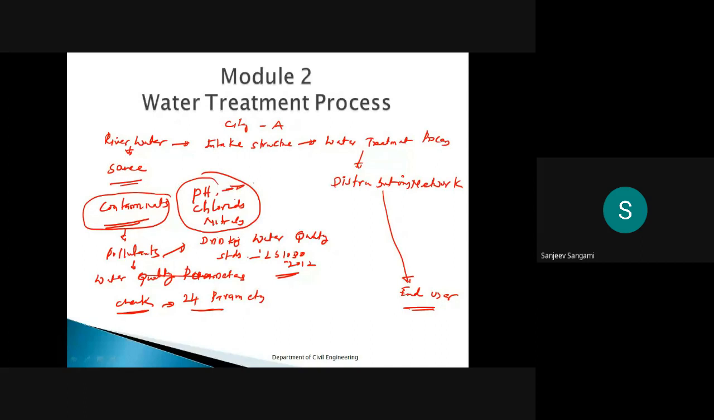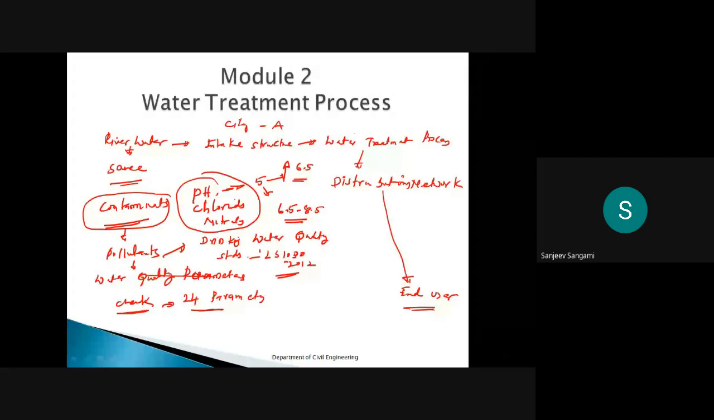So assume that I am getting pH 5. As for the norms, what it will say is 6.5 to 8.5. But I am getting a pH of 5 in my source, the river source. Then I have to increase the pH from 5 to 6.5.